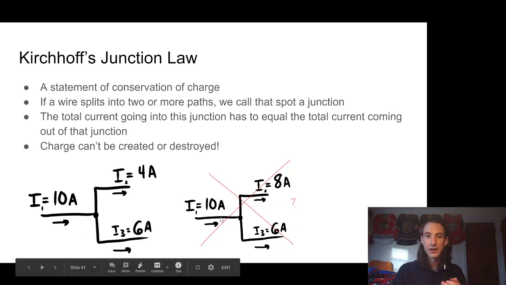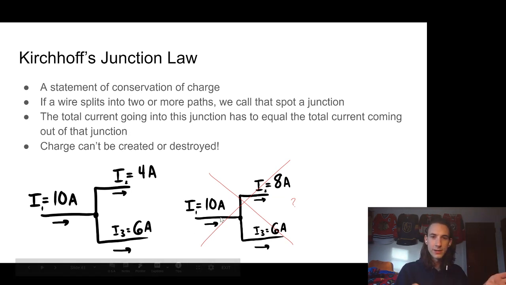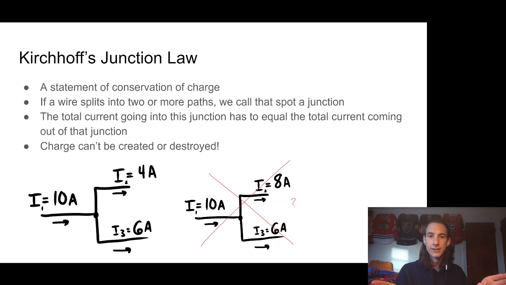In this case, we're saying, okay, well, we got 10 amps in. We'll have 8 amps over here, then 6 amps over there. That's weird. We put in 10. We got out, what, 14? Yeah, I know how to do math. 14 amps. Where'd the extra 4 amps come from? That doesn't make any sense.